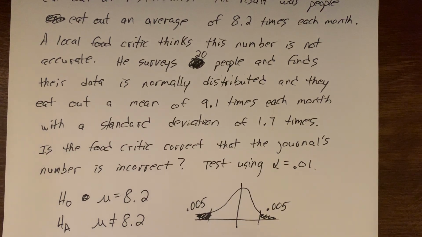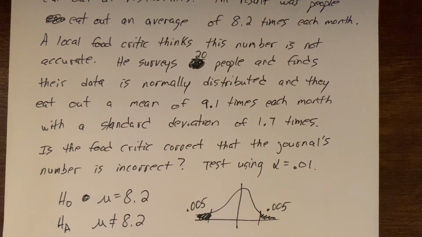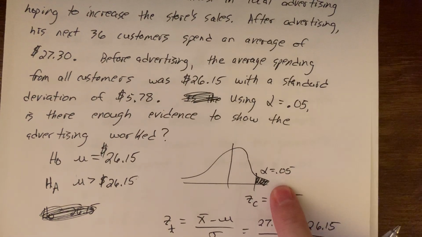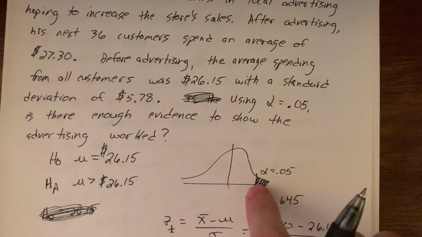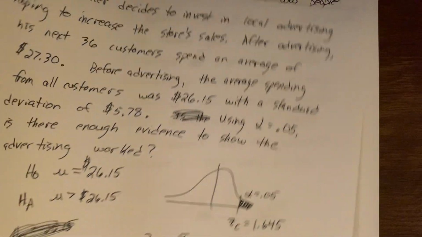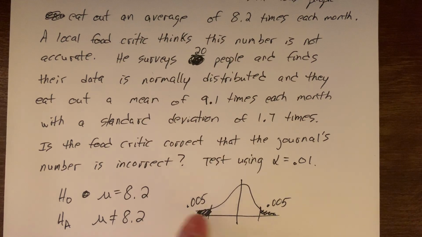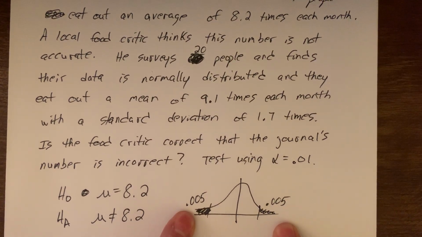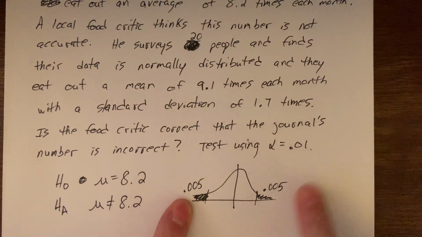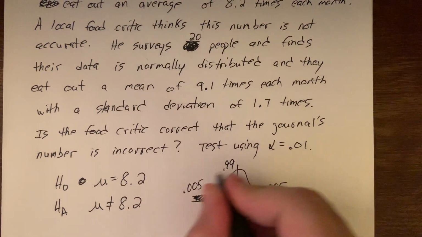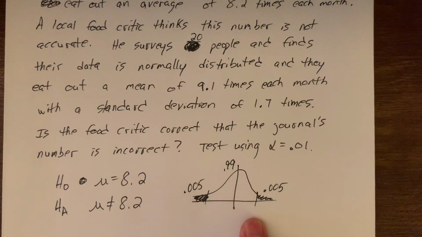Notice that's very different from the previous two. When we only had one side, I had to pretend 0.05 was also here to give me 90% in the middle. But in this one, that alpha was already split up. So by dividing that in two, the total shaded area gets me right back to alpha. So that gives me 0.99, 99% in the middle.